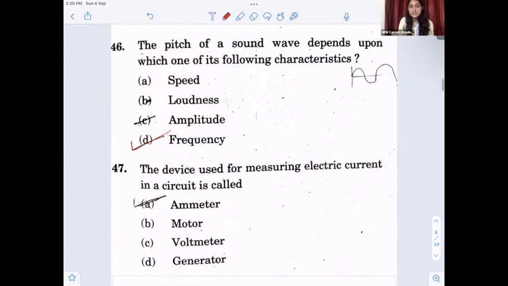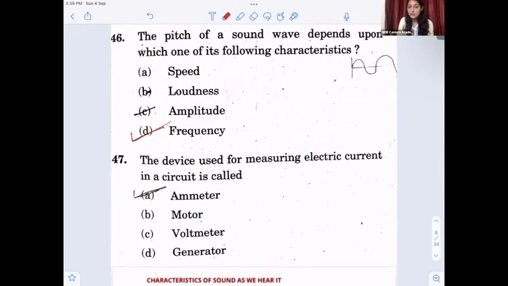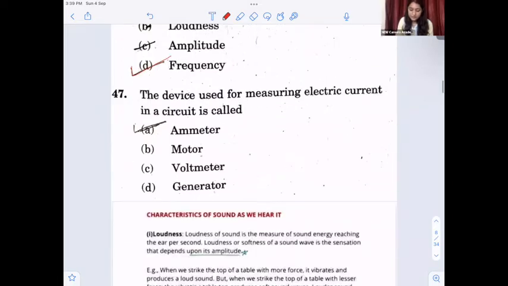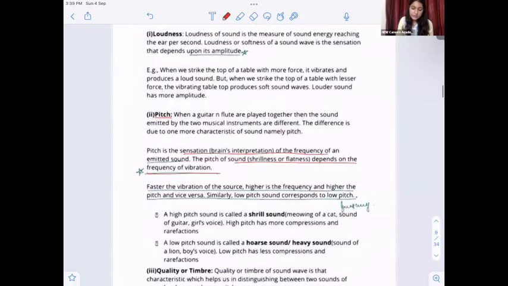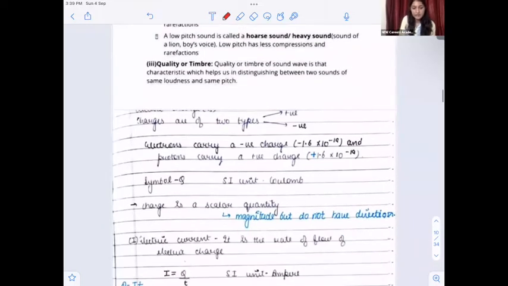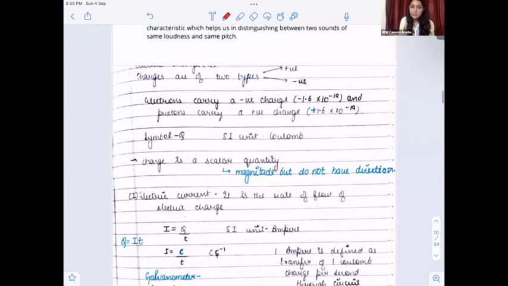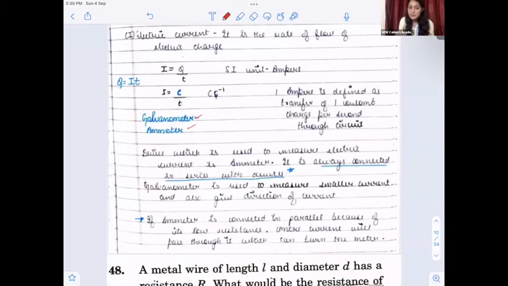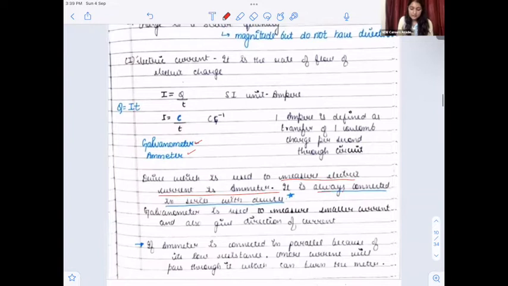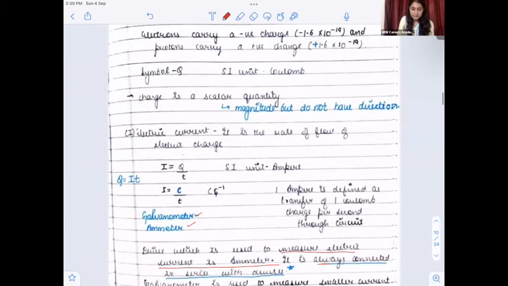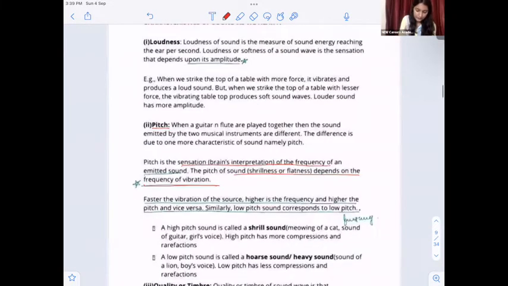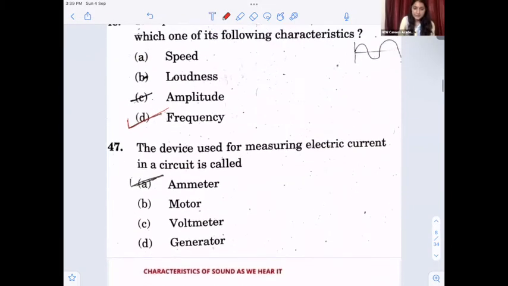Next question, the device used for measuring electric current in a circuit is called. So let's see from notes. There are two devices to measure electric current, galvanometer and ammeter. Galvanometer measures small current, but ammeter is used to measure value of electric current. So this is also star marked. Answer is option A, ammeter.